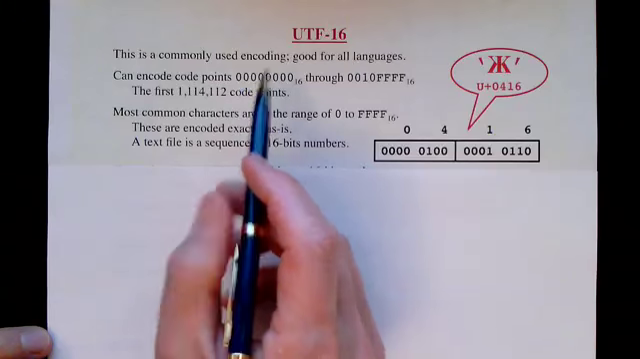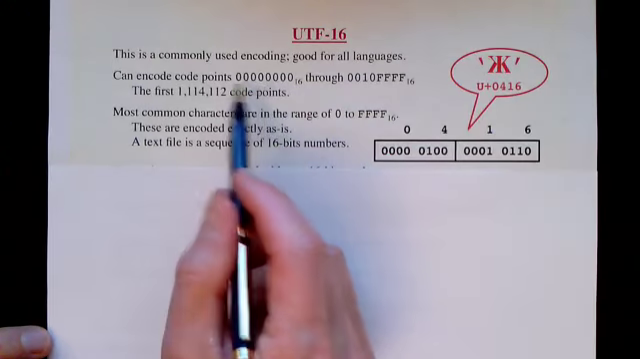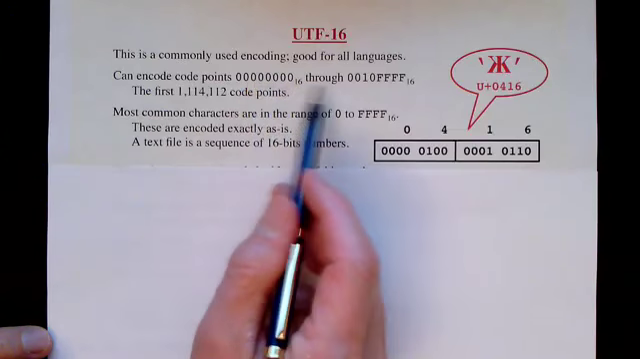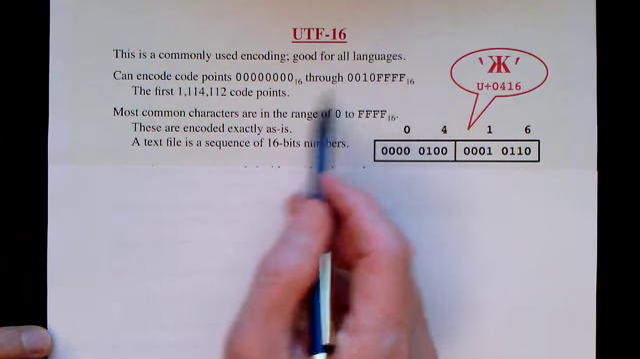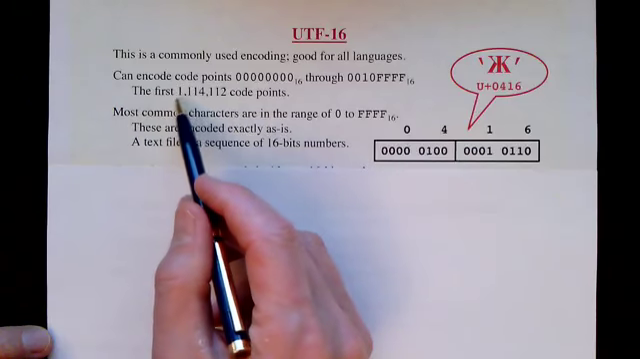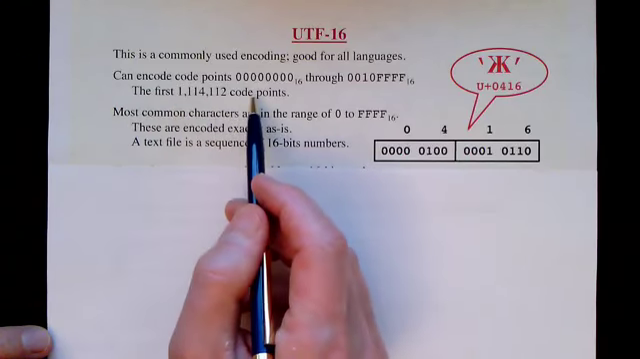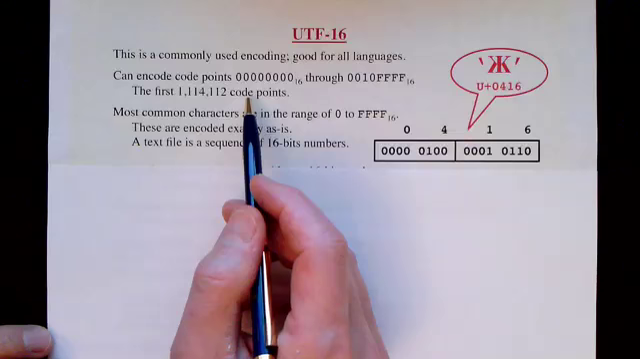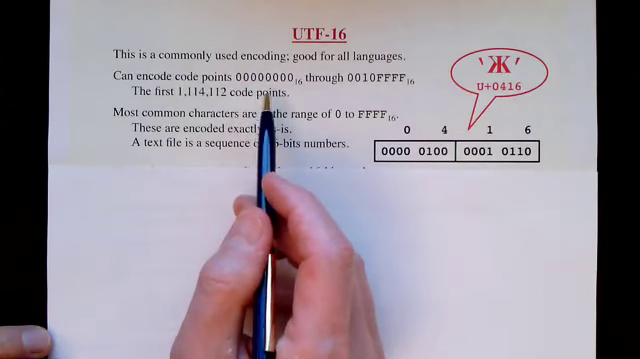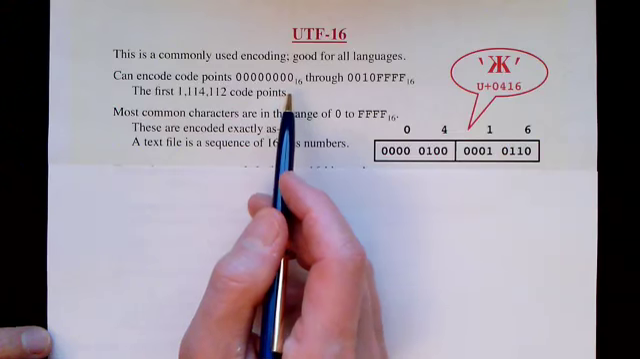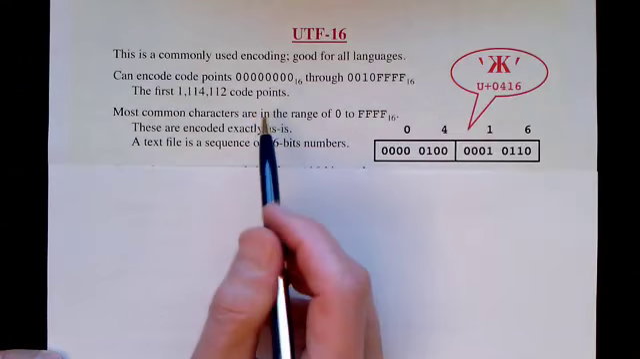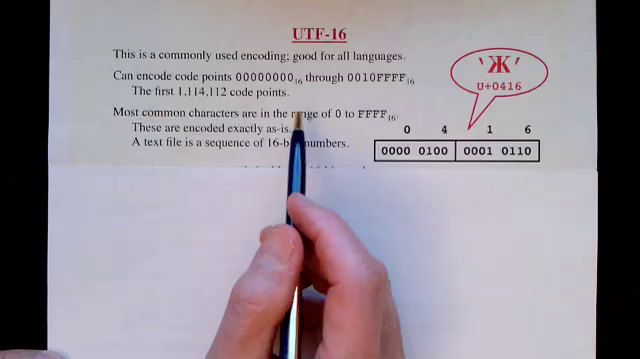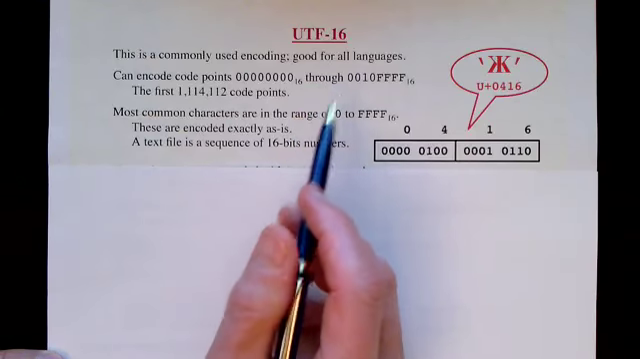It's not fully functional. It can only encode character values from 0 up to hex 10FFFF. In other words, it can only encode the first million or so code points. Since we've only got a little over 100,000 characters or code points so far, this is perfectly adequate for now. And this encoding has the advantage that it encodes the most common characters very efficiently.